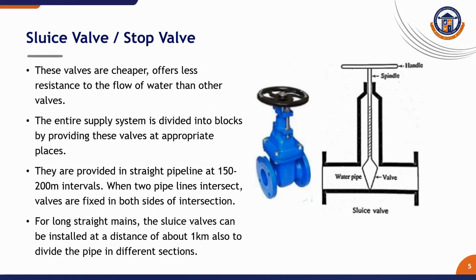When you look at the applications, they are installed at regular intervals in pipelines, typically every 150 to 200 meters in urban areas, at pipeline intersections to isolate sections. For long transmission mains, they are placed about 1 kilometer apart. When you talk about the advantages, they offer less resistance to flow when fully open and they are cheaper compared to regulating valves.